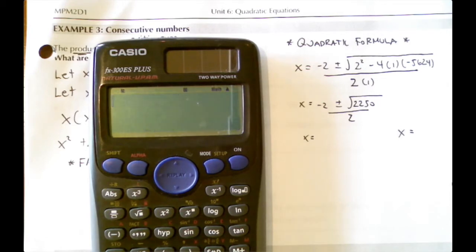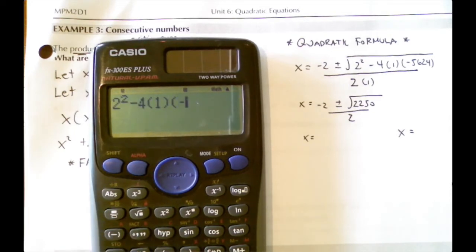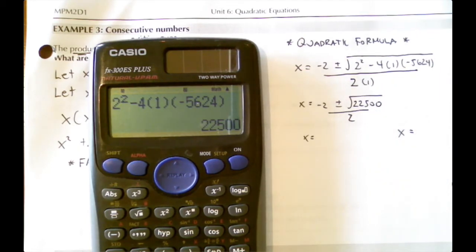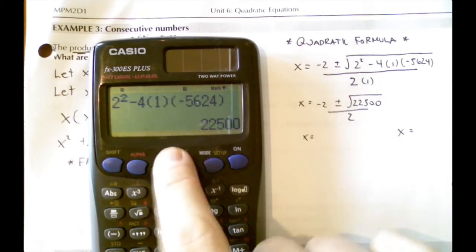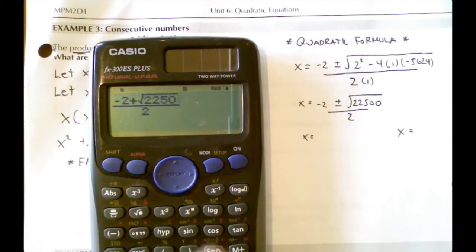Let's try that discriminant again. 2 squared minus 4 times 1 times negative 5,624. Oh, we missed a 0. Wonder if you saw the mistake. Let's go back and fix this now. Put an extra 0 in there. There we go, 74.